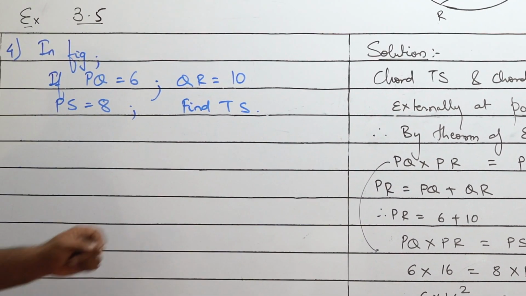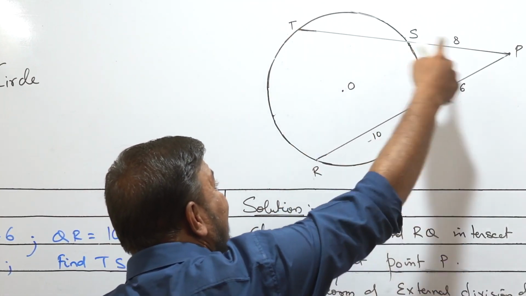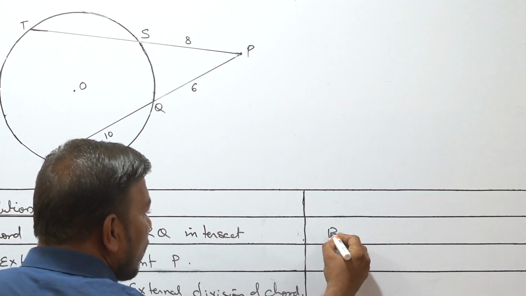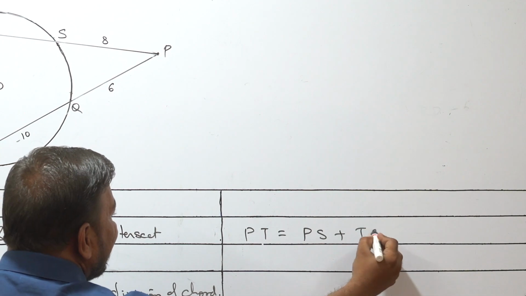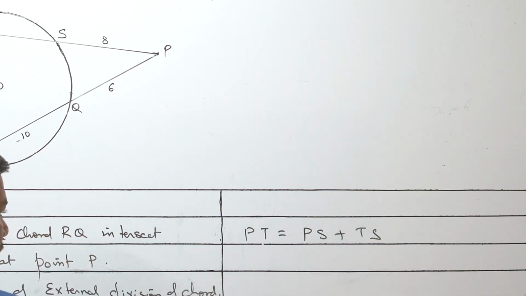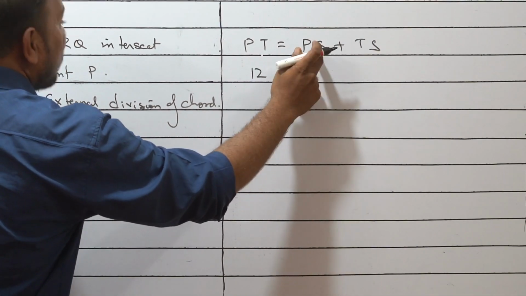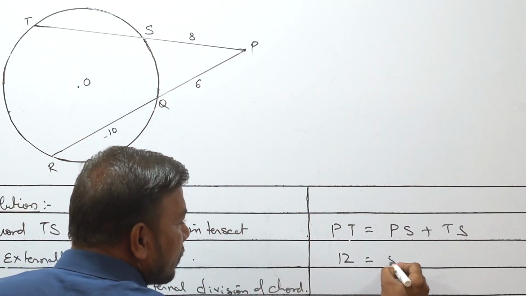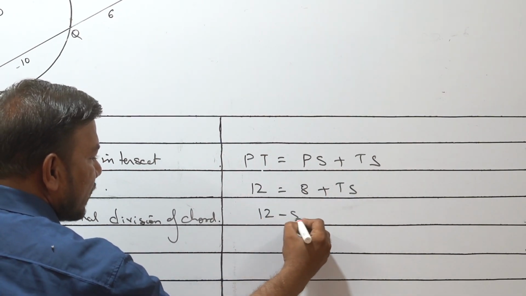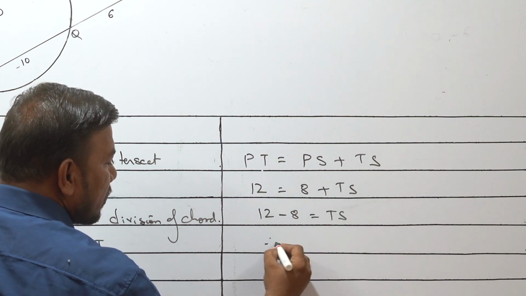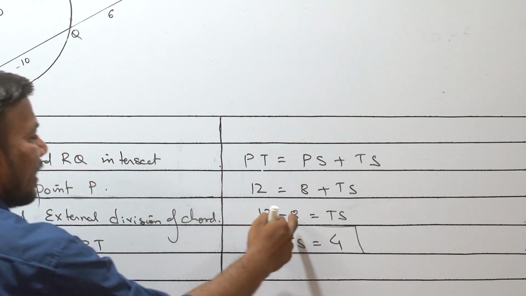The question they have asked is TS. Now check, TS comes inside what? It comes inside PT. So what is PT equal to? PT is equal to PS plus TS. How much did we get for PT? That is 12. What is PS's value? It is 8 plus TS. This 8 goes to the other side, so it will be subtracted. That is 12 minus 8. So finally we will get the value for TS, that is 4. 12 minus 8 is 4. Done?